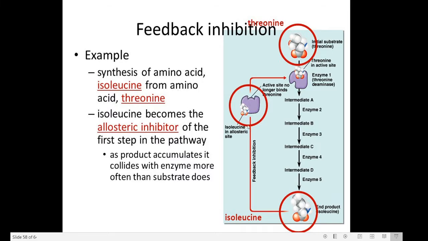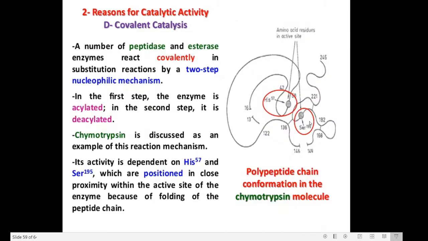Threonine is helpful for the production of isoleucine. Isoleucine becomes an allosteric inhibitor for the first step of the pathway. Here they are producing isoleucine using threonine, the binding of threonine at the threonine deaminase. Here you can see this is a deaminase. This deaminase substrate is threonine. This pathway is producing isoleucine.